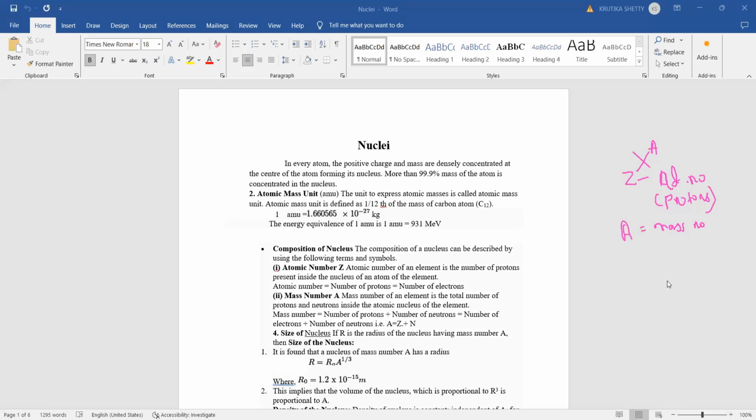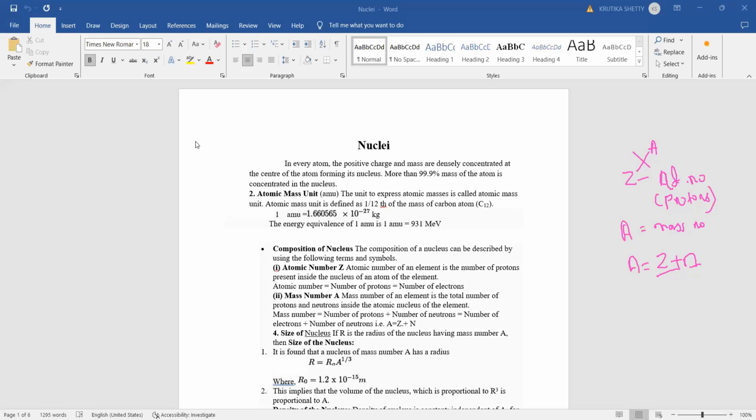Here A is given by Z plus N. Z is the atomic number, N is the number of neutrons. Hope it is clear to you. This is the representation of the element. X is any element. For example, I'm writing uranium 92-236. Here 92 is the atomic number and 236 is the mass number. Like that we can represent any element in the form of atomic number and mass number.